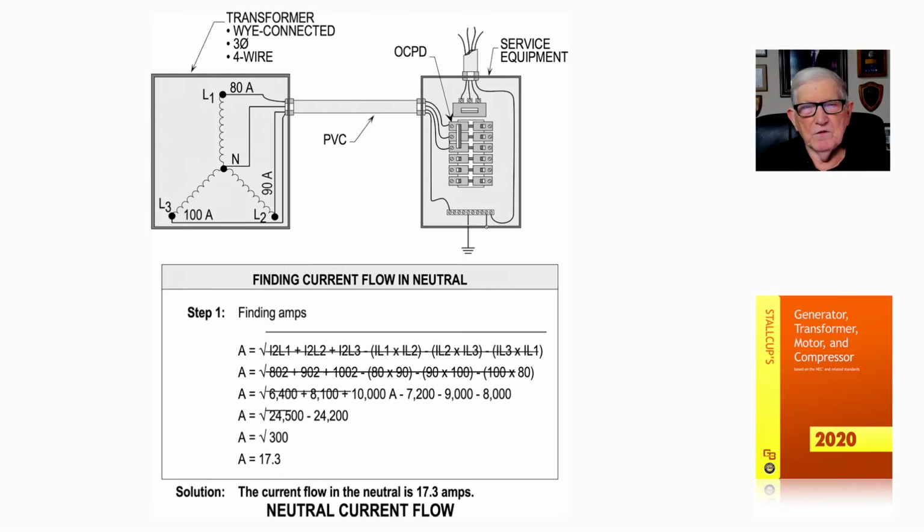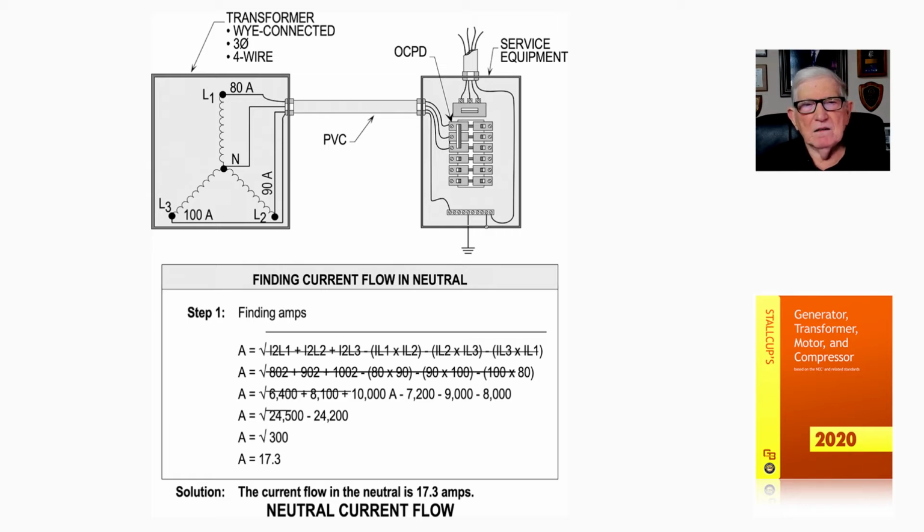Now let's look at this figure 7-6. It deals with neutral current flow based upon the amount of current flow in L1, L2, and L3 in the windings of this Y-connected transformer. And notice now we're looking at a three-phase, four-wire connected Y.